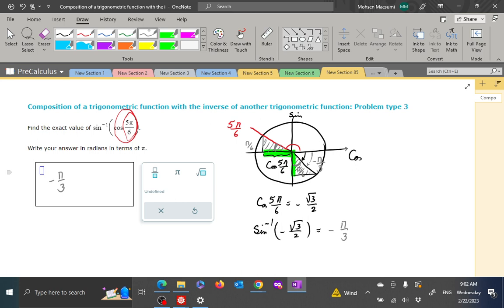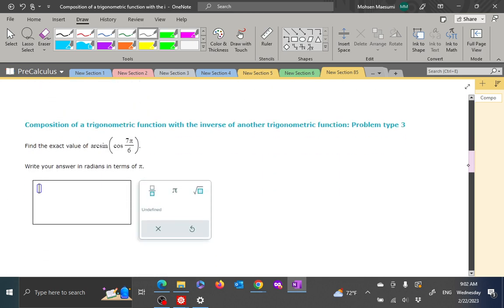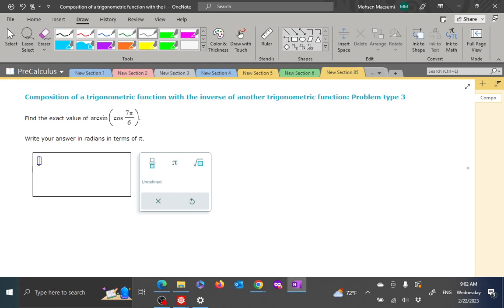And in the next section, actually, we are going to have more of these type of questions. So that's going to be preparation for next. Here's another one: arcsine of cosine of 7 pi over 6.